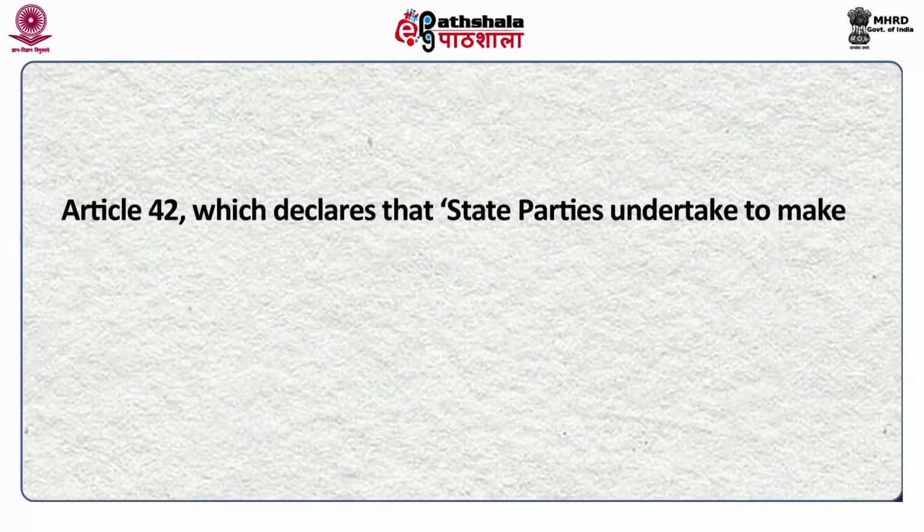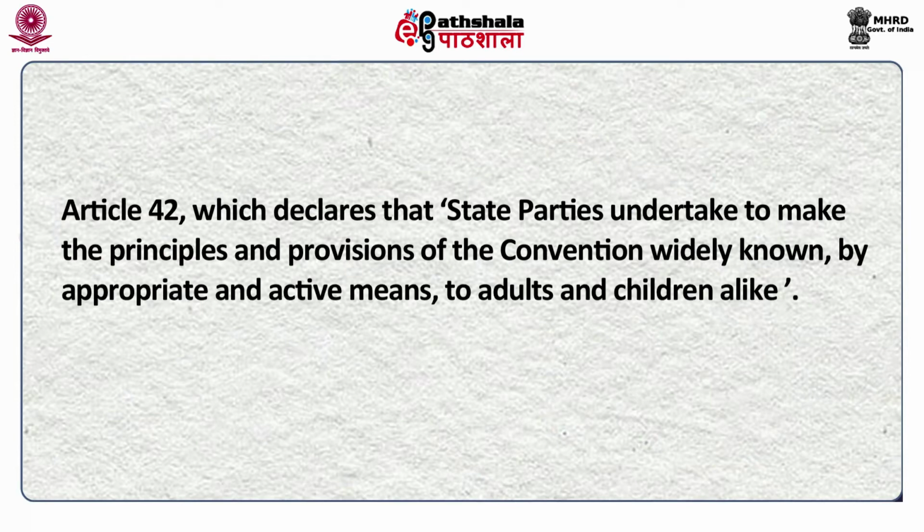content. Further, Article 42 declares that state parties undertake to make the principles and provisions of the convention widely known by appropriate and active means to adults and children alike. Whereas civil and political rights are expected to become effective immediately, social, economic and cultural rights can be implemented over time and in accordance with the availability of state resources. The CRC requires a state to pursue the progressive realization of rights within resource constraints, but resource limitations do not exempt states from their responsibilities.